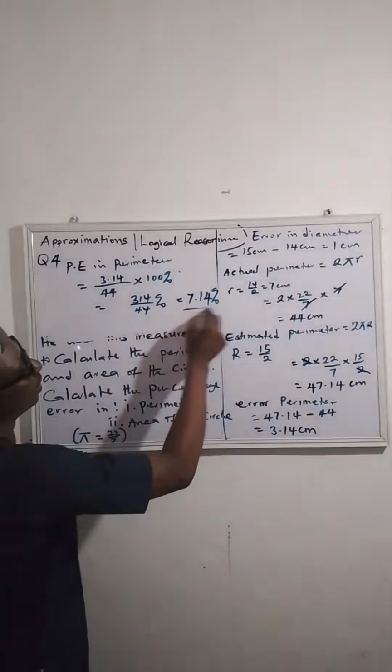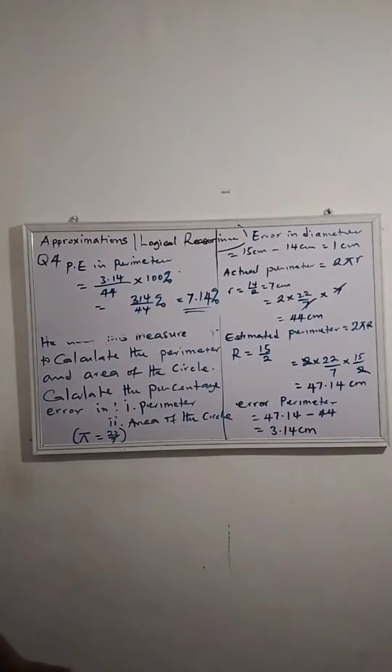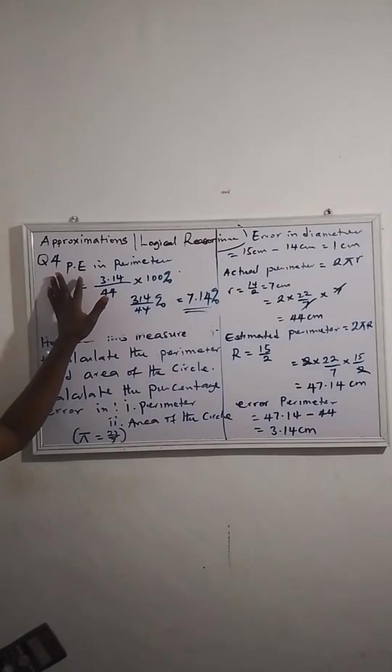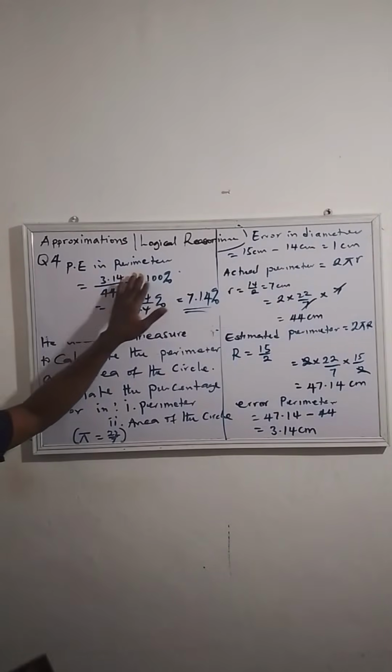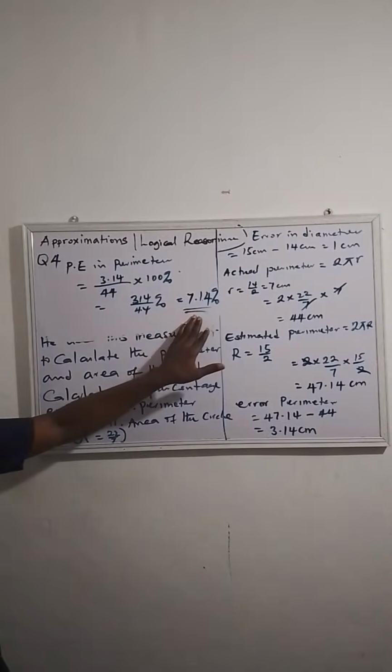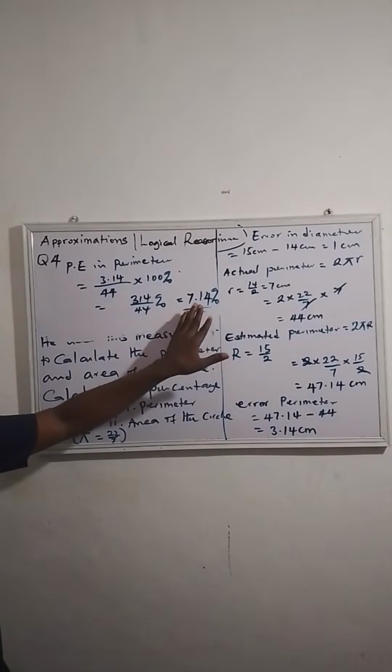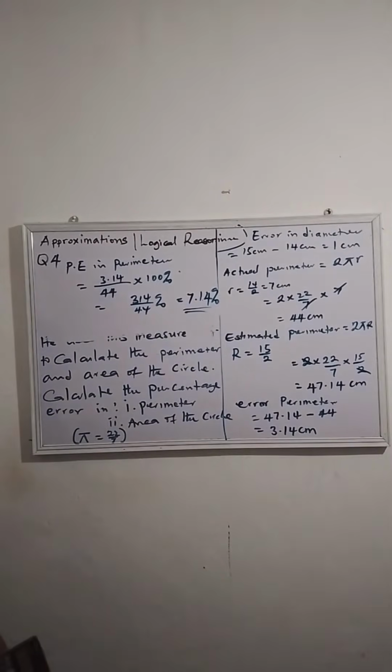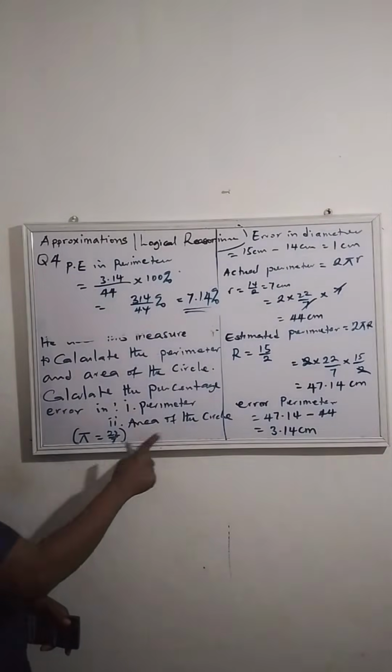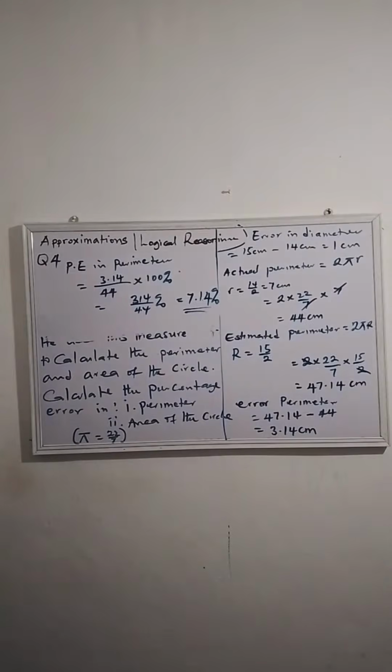So this is the answer to the problem. I hope you understand that. So this is the percentage error in perimeter of the circle. We have 7.14%. Good. So now let's look at the second part of the question. You have to find the percentage error in area of the circle.